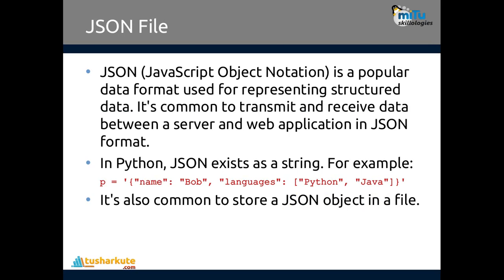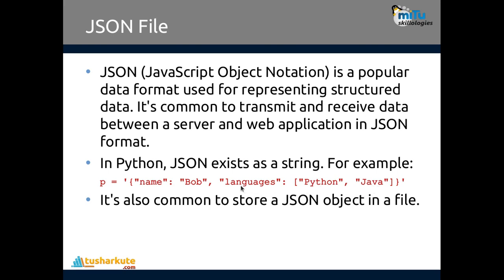JavaScript Object Notation. Okay, it's one of the popular data formats used for representing structured data. It's common to transmit and receive data between a server and web application in JSON format. In Python, JSON exists as a string. Just an example, check it out. I have stored this information in a string format. So this name is Bob, languages are Python and Java, like this.